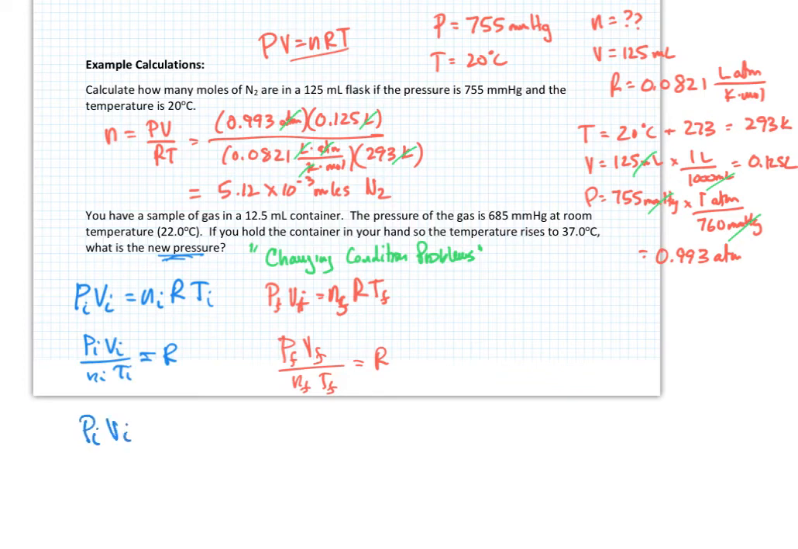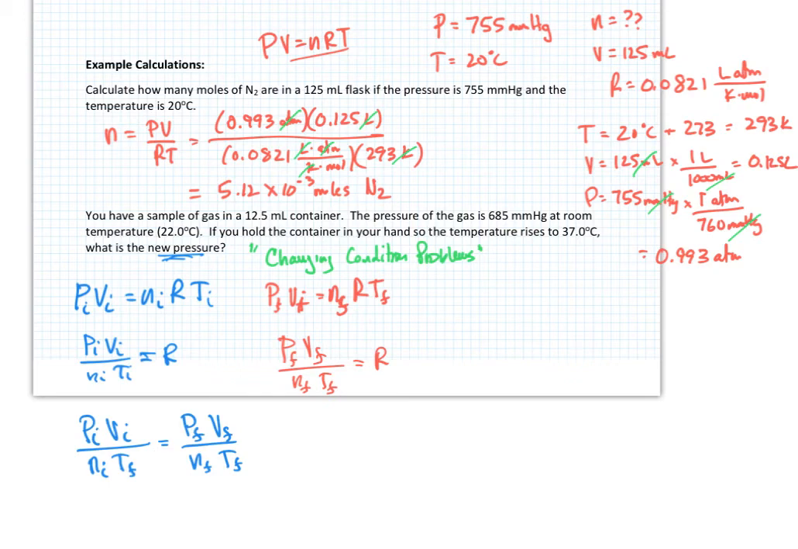P initial V initial over n initial T initial is equal to P final V final over n final T final. Now, I would not encourage you to try memorizing these three different equations. I would encourage you to memorize PV equals nRT and then just recognize that, because R is always the same, I can set these two equal to each other. So this really makes the problem very straightforward. We just have to identify what are the initial conditions and what are the final conditions and solve for the appropriate one.